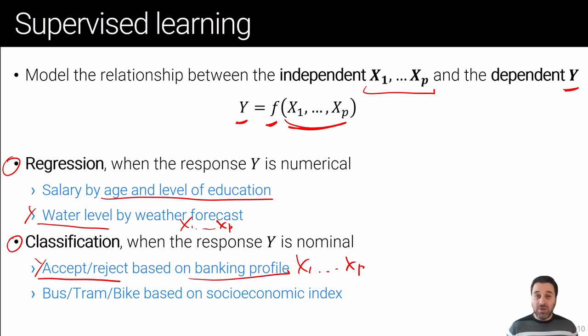Or let's say that we're trying to predict, based on the socioeconomic index of people, whether they are more likely to take the bus, the tram, the bike, the car, etc. This would be the dependent variable. It's categorical because there's no order, for example, between bus and tram.